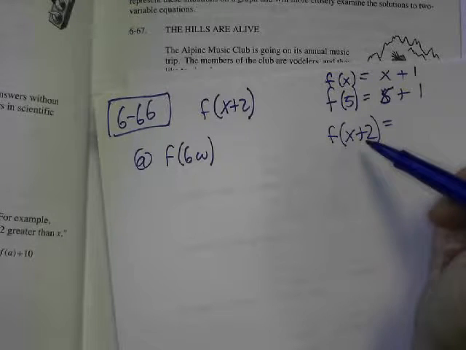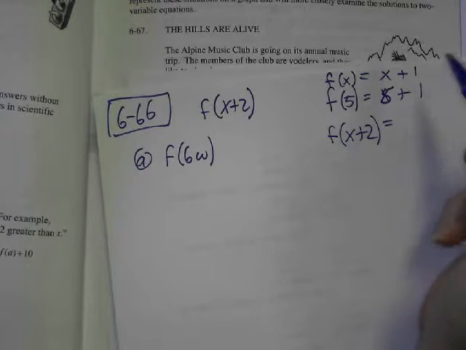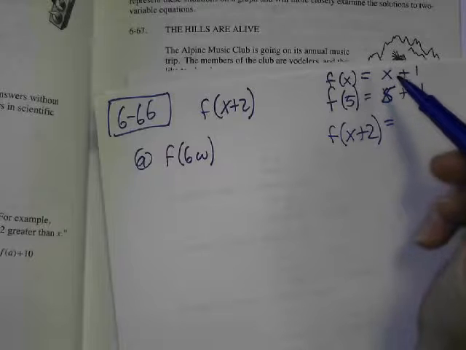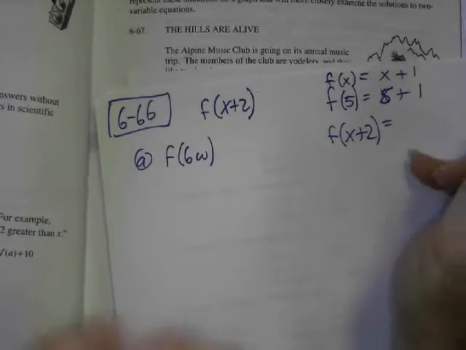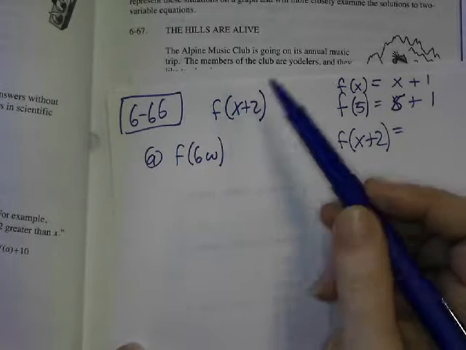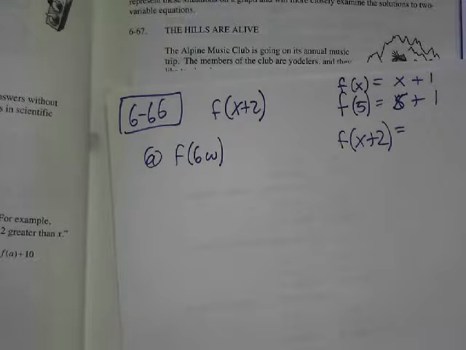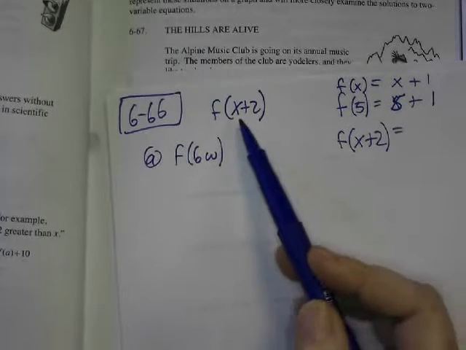It's going to take whatever I plug into the function and add 2 to it. So if I wanted to plug a 5 in, the 5 would turn into 7, and that would be 7 plus 1. That'd make 8. So what this means is that you're going to add 2 to whatever you plug into the function, and that's what this book is trying to say. They're saying calculate the output for the input that is 2 greater than x. The input is the thing that you plug in.